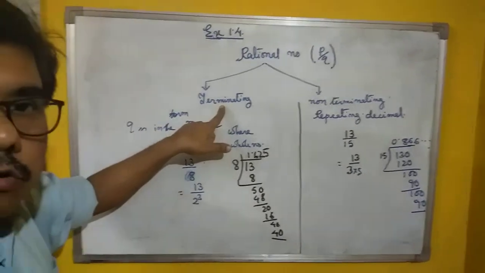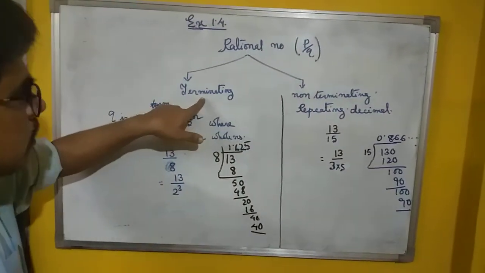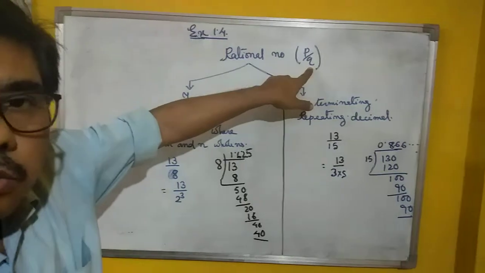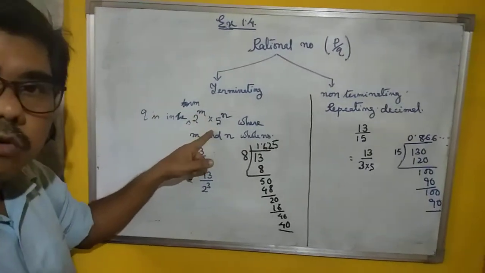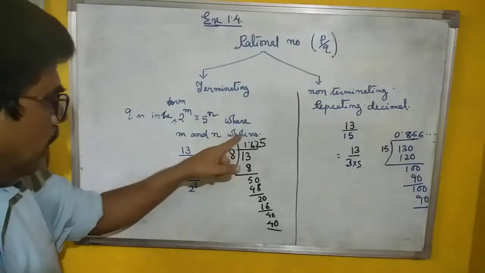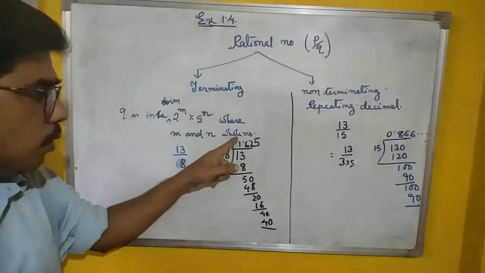Terminating decimal, you also learned in class 9. In the terminating decimal, the denominator q is in the form of 2 to the power m into 5 to the power n, where m and n are whole numbers.